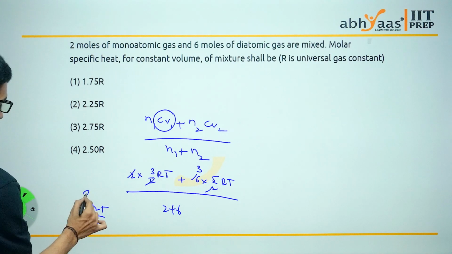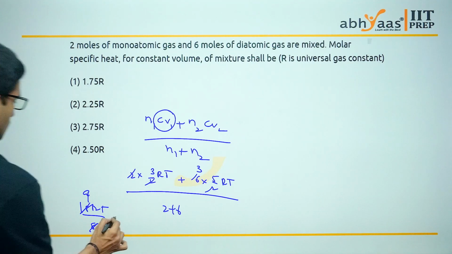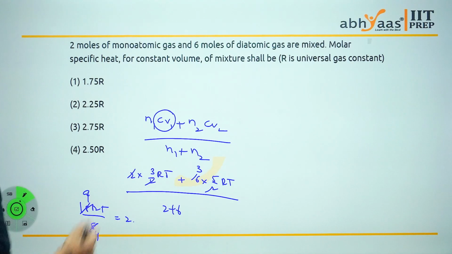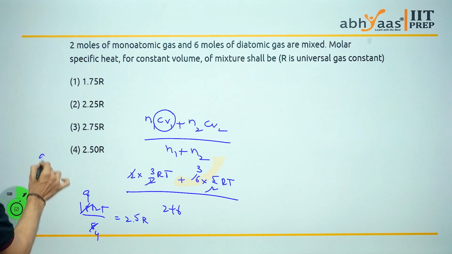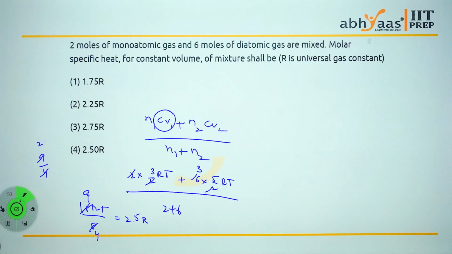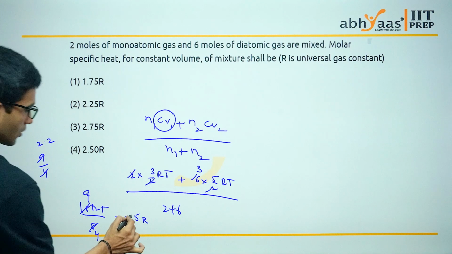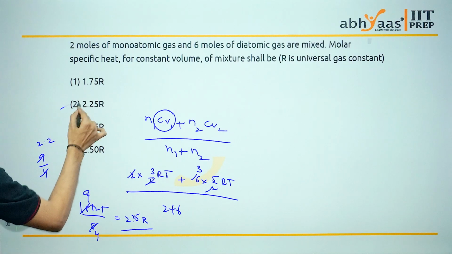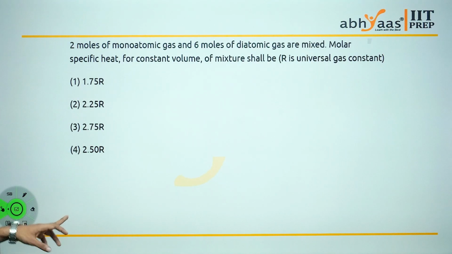9 by 4. How much is 9 by 4? You just divide. 4 twos are 8, 1 is remaining, then 10, so 2.2, then 5 will be there: 2.25 R. Because the options are very close, you have to calculate like this. This is the answer. Simple question, right?